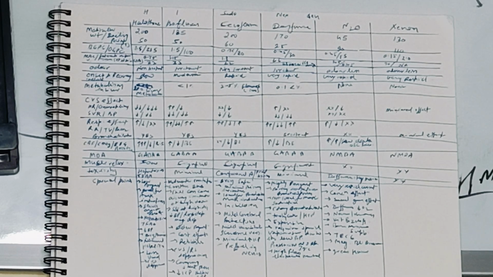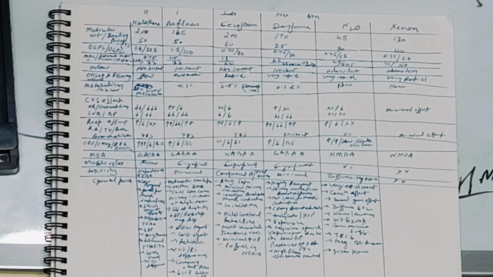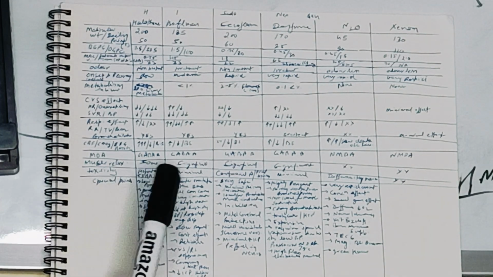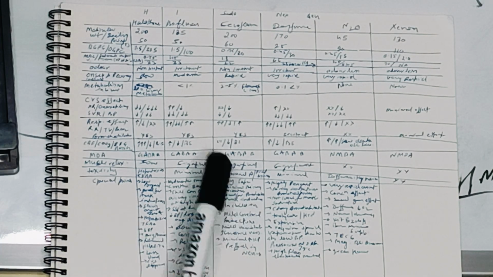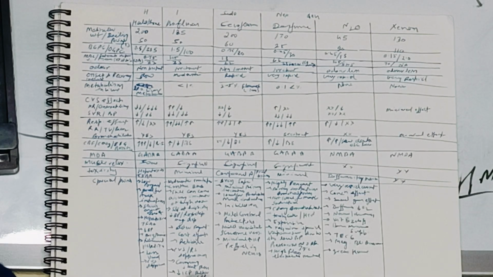So for blood gas partition coefficient: halothane 2.5, isoflurane 1.5, sevoflurane 0.75. Next, desflurane 0.45, nitrous oxide 0.45, and xenon 0.15. I have made it slightly easy to remember. And for oil gas partition coefficient: 225 for halothane, isoflurane 100, sevoflurane 80, desflurane 30, nitrous oxide 1.5, and xenon 2.0.